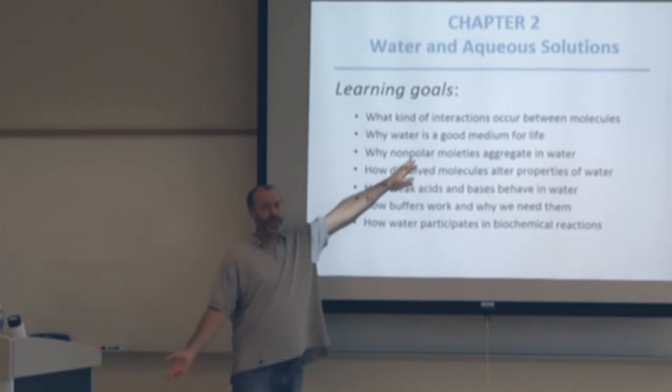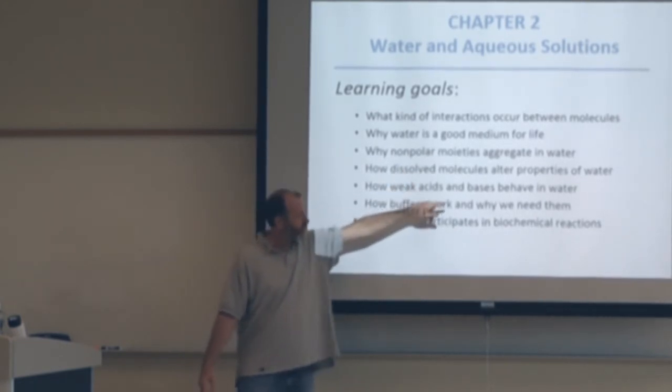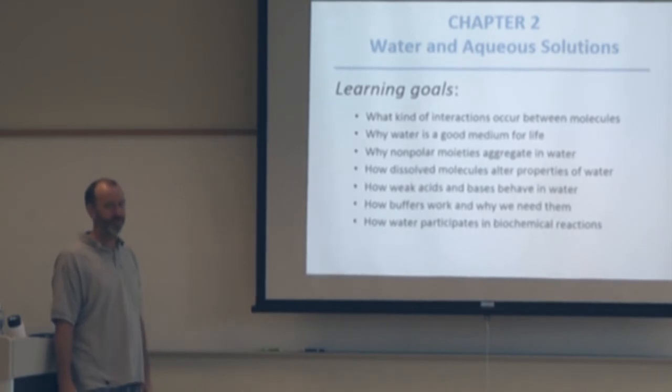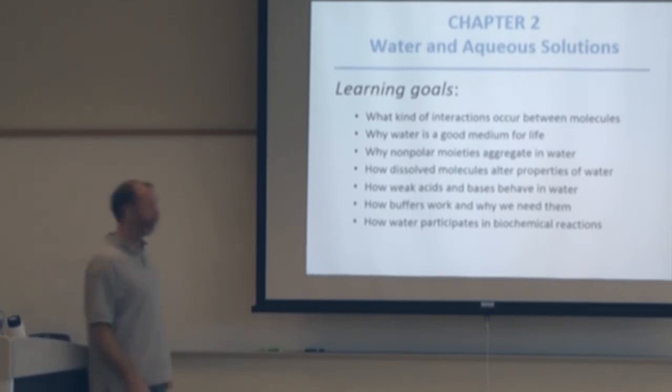So why is water a good medium for life? We're going to talk about why nonpolar bodies aggregate in water, and how dissolved molecules alter properties of water. You guys remember that? What was that called? Colligative properties. Remember some of those in general chem? Freezing point: increase or depression? Depression, yes. What gets increased? Boiling point. It's related to the vapor pressure. The boiling point is the point at which the vapor pressure equals the atmospheric pressure. That's when your liquid boils.